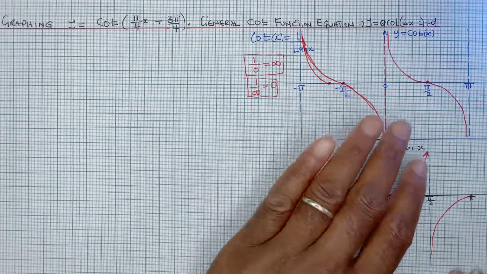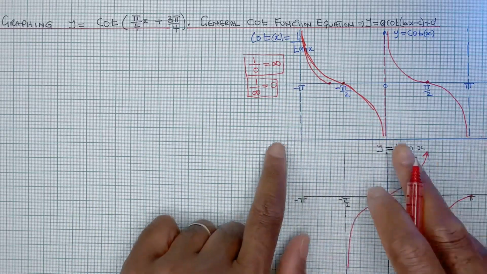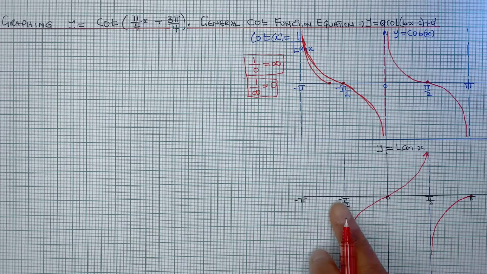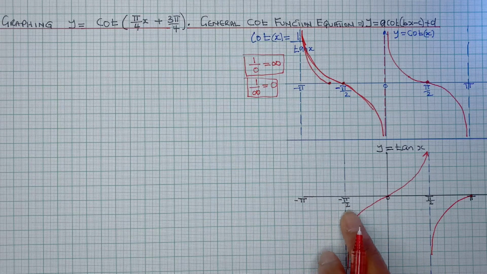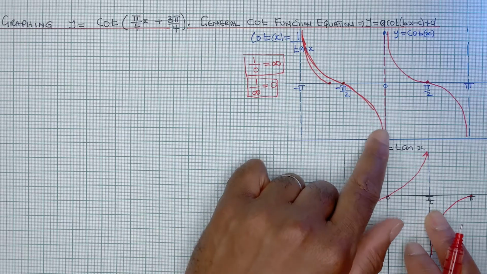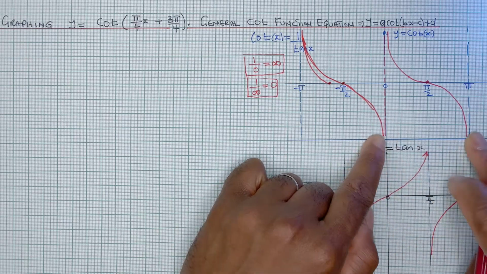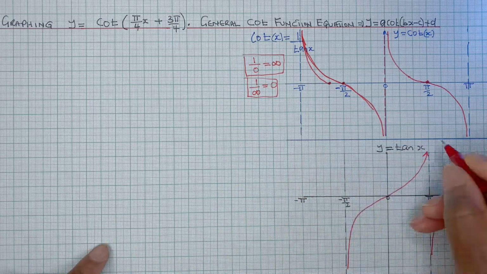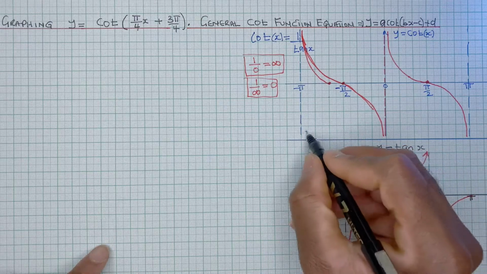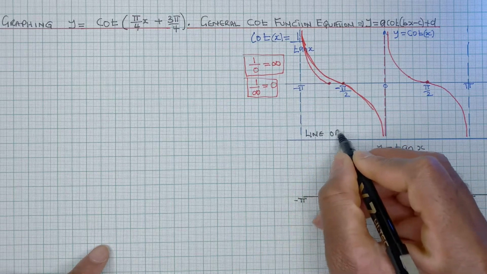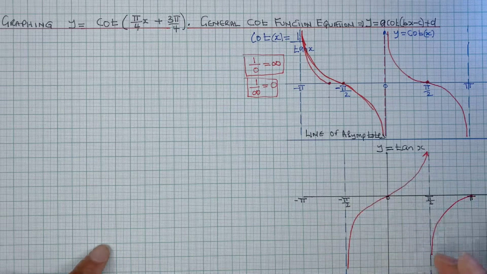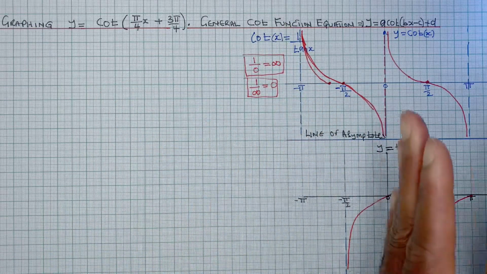Now, this is one period. Each period is pi. Likewise, for tan, that is a period here. So the period is minus pi over 2 to pi over 2 for tan, and for cotangent it is from 0 to pi. The line of asymptote is the hidden line. That's the line the curve never touches, but approaches but never touches.